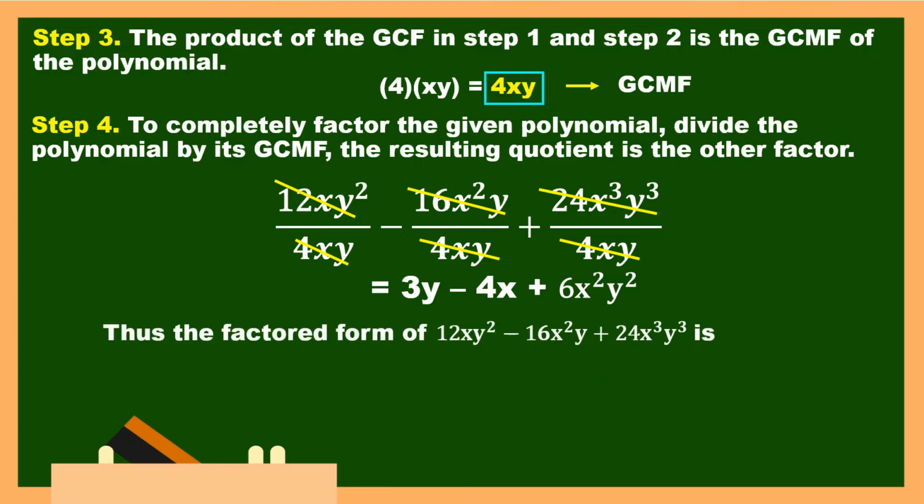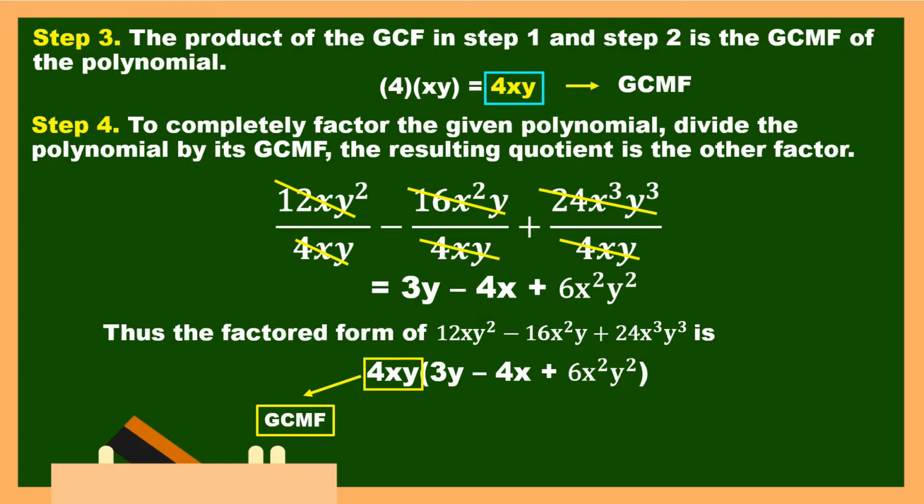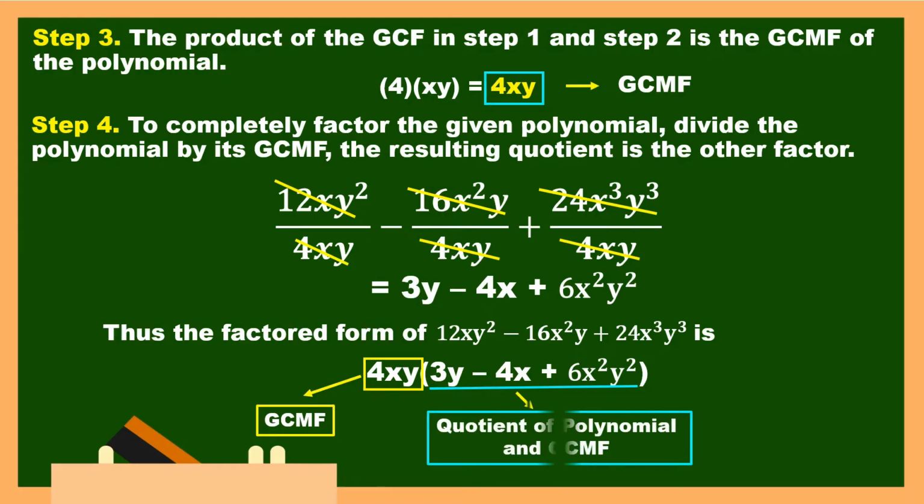Thus, the factored form of 12xy squared minus 16x squared y plus 24x cubed y cubed is 4xy times the quantity of 3y minus 4x plus 6x squared y squared, wherein 4xy is the GCMF or the greatest common monomial factor, and 3y minus 4x plus 6x squared y squared is the quotient of polynomial and the GCMF.